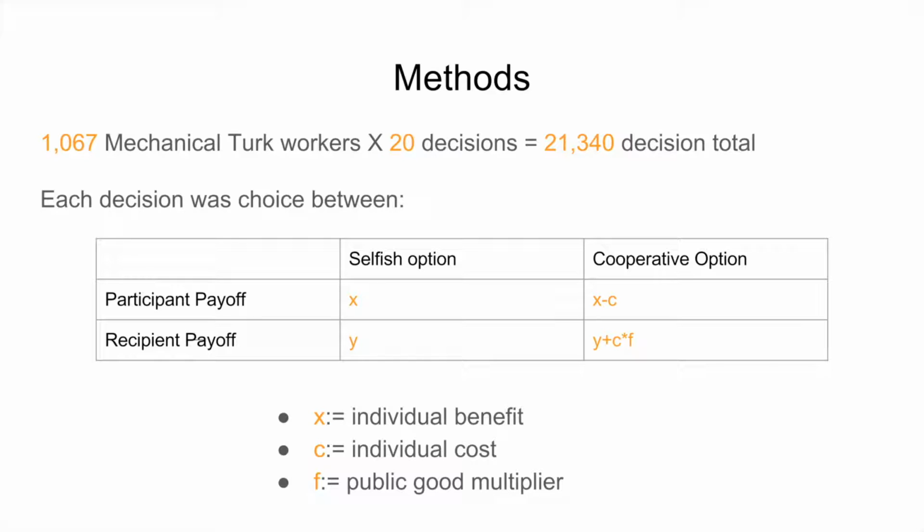As you can see, as F gets larger, the participant pays a small cost to give the other person a very large benefit. So we're studying the interplay here as those parameters scale: when do people start to cooperate? And then from that data, we built some models.